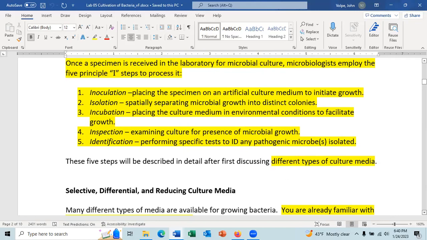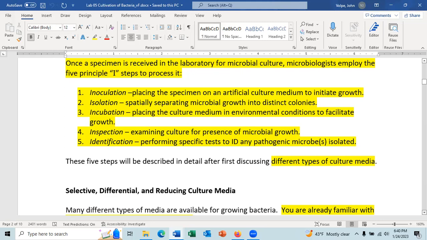Inoculation is just placing the specimen on an artificial culture medium to initiate growth. So you streak out your bacteria on a plate and get it to grow. Isolation, you spatially separate out the microbial growth into distinct colonies. You need distinct colonies to work with pure cultures.